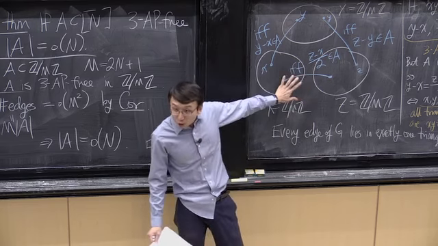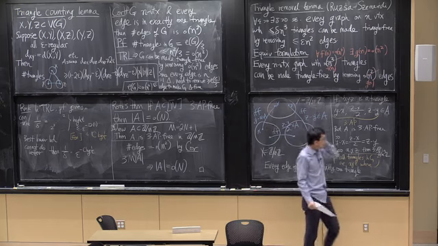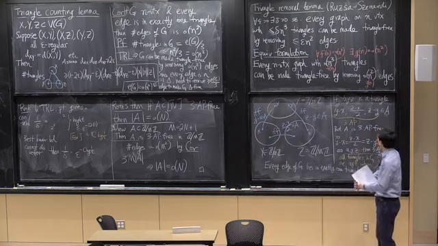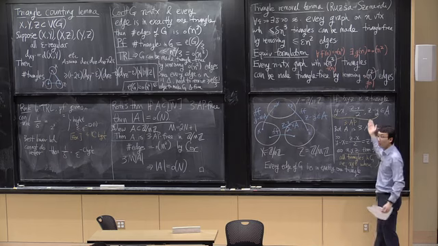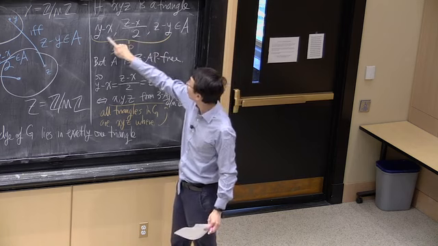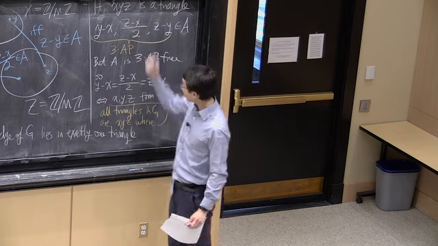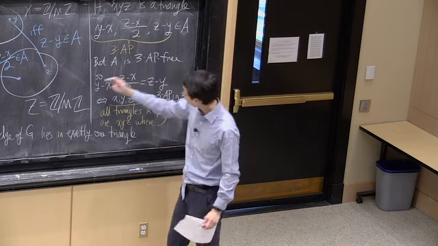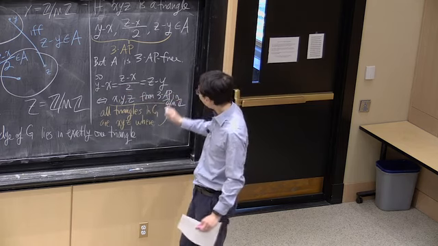So you know what all the edges are. This is a description of what all the edges are. And what are all the triangles? Well, XYZ is a triangle precisely when these three expressions all lie in A. But notice that these three expressions form a 3AP, because the middle term is the average of the two others. So XYZ is a triangle if and only if this equation is true. And this equation is true if and only if XYZ form a 3AP in Z mod M.